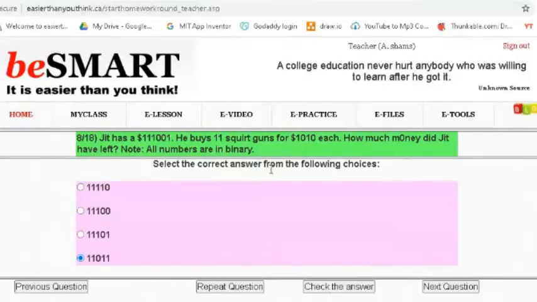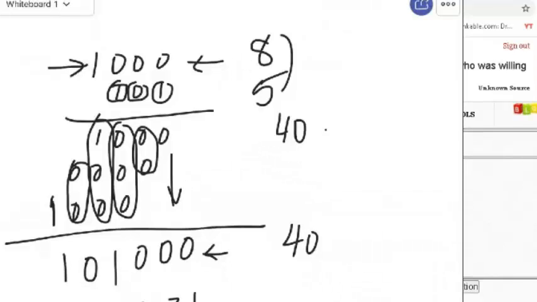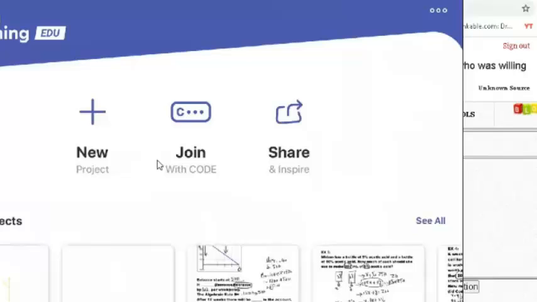He buys, okay, so let me see. Hopefully you will see. Do you see my whiteboard now? Yes, we do. Beautiful. Okay, so let me erase everything and then start again. So I'm going to go to a new project.